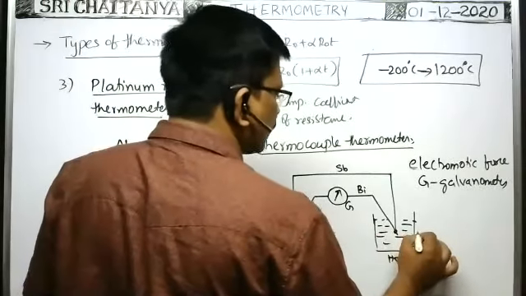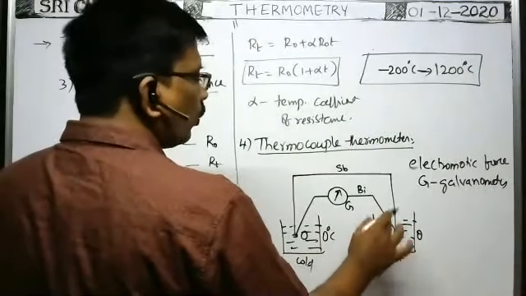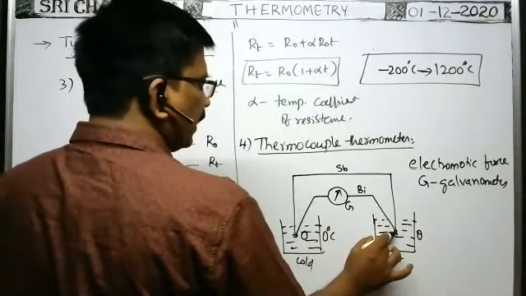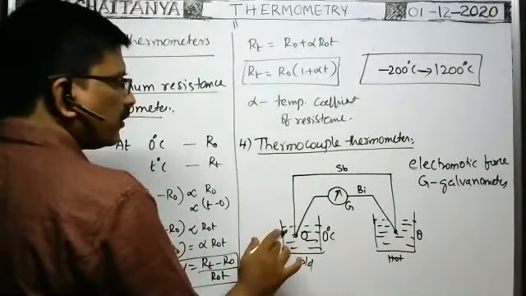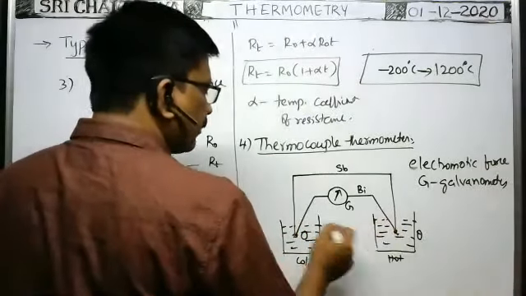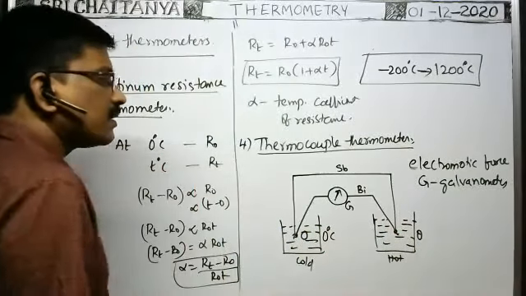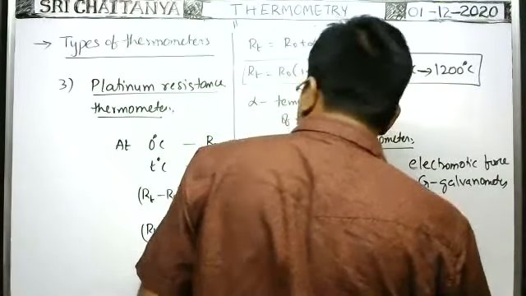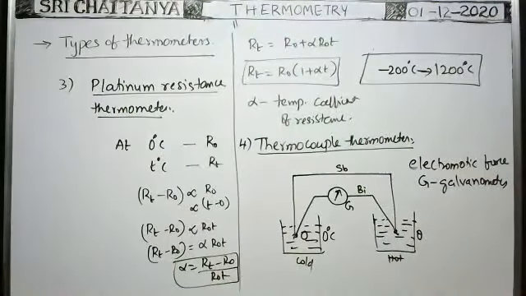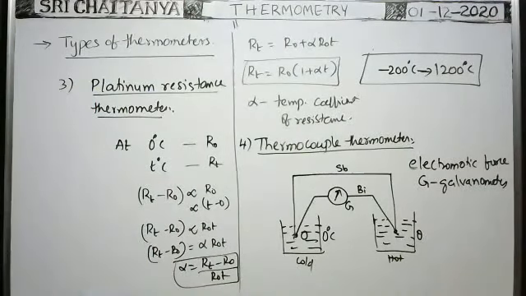It is at temperature theta, say. As it is at high temperature, more EMF is developed here. It is at less temperature, 0 degrees centigrade, so less thermo EMF is developed. That's why, because of the temperature difference between the two junctions, some potential difference is developed between them, which is called thermo EMF, thermo electromotive force. So the potential difference between the two junctions of the thermocouple is called thermo EMF.